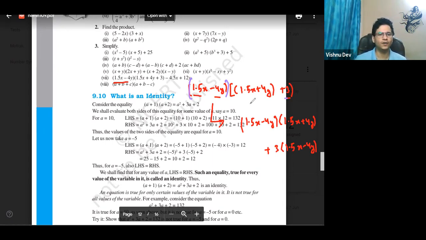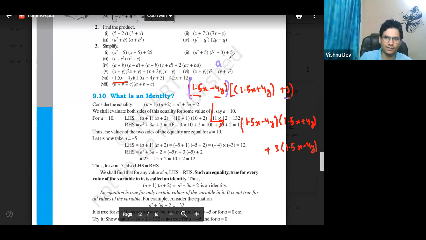We are just using distributive property, multiplying this with this, then multiplying this with 3. So how many of you got this? Raise your hand. Anyone have any doubt? See, 3 is multiplied with this whole now. Okay, right. Let me ask you this.